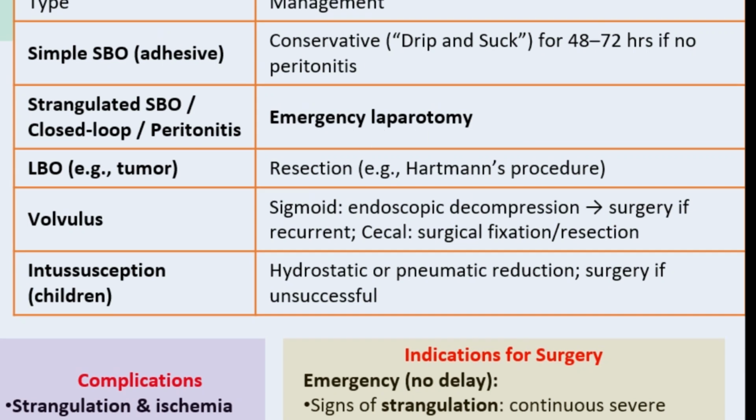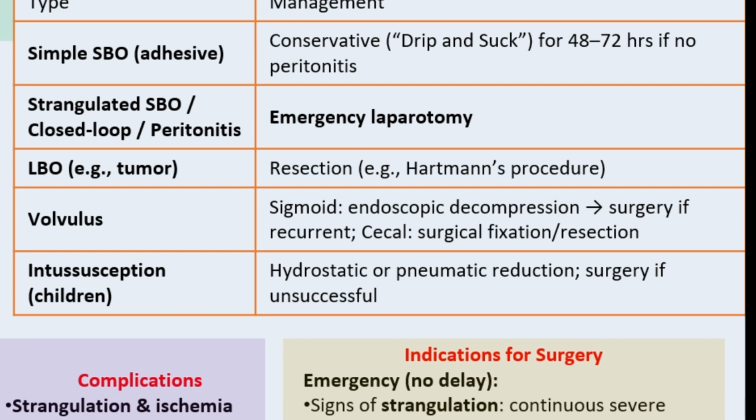If it is strangulated, or we have a closed loop, or we have peritonitis in this patient, you want to do an emergency laparotomy. If it is a large bowel obstruction like a tumor, you will need to do resection, for example, the Hartmann's procedure. If it is volvulus, you can do sigmoid endoscopic decompression, or you can do surgery if it is recurrent. If it is cecal, you may require surgical fixation and resection. Then in children with intussusception, we may do hydrostatic or pneumatic reduction. And if this fails, we can go to surgery.